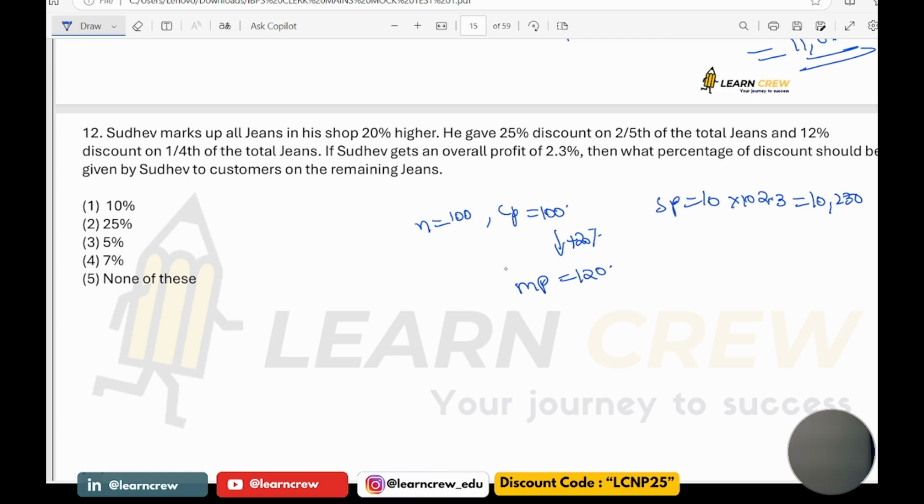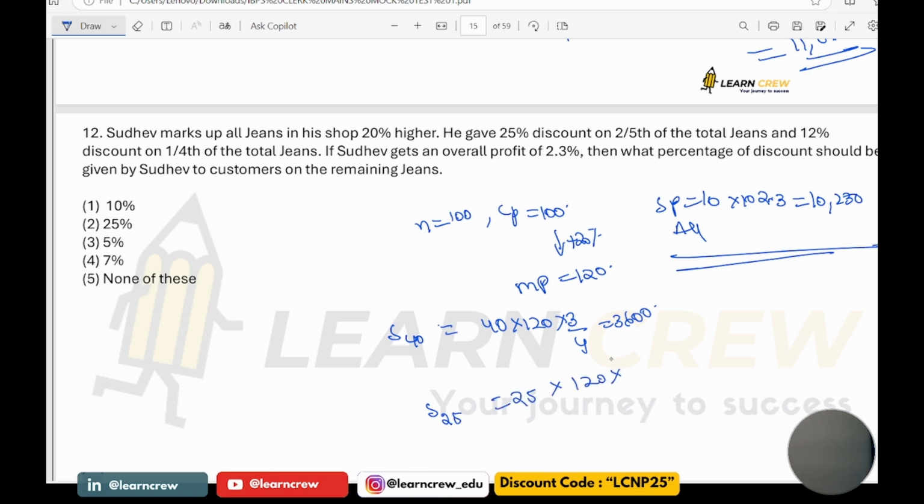Selling price of 40 jeans: 2/5 means 40. So 40 into 120 into 75%, which is equal to 3,600. And selling price of 1/4, which means 25 jeans: 25 into 120 into 12% discount, so 88 by 100, which is equal to 2640.